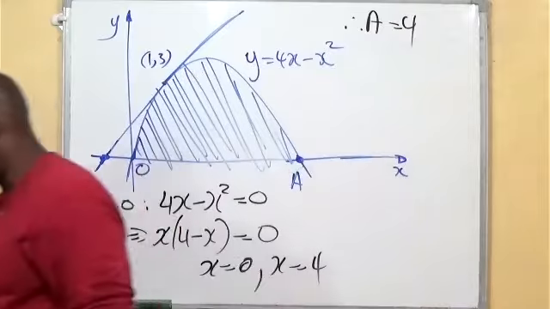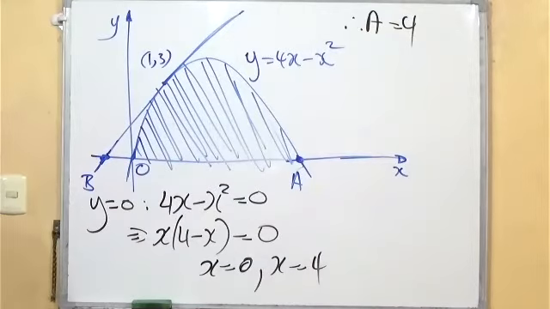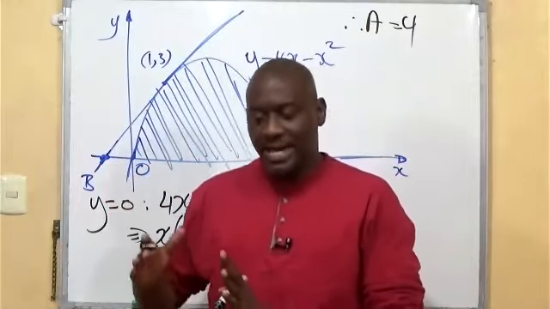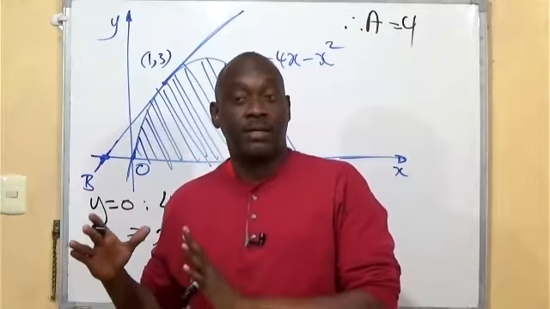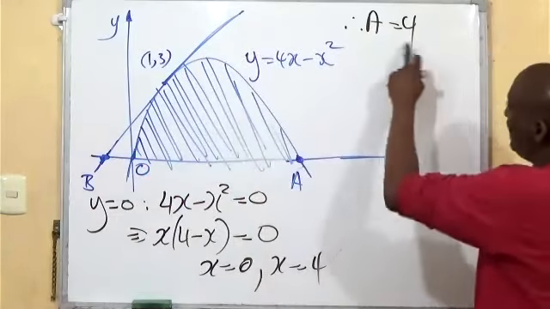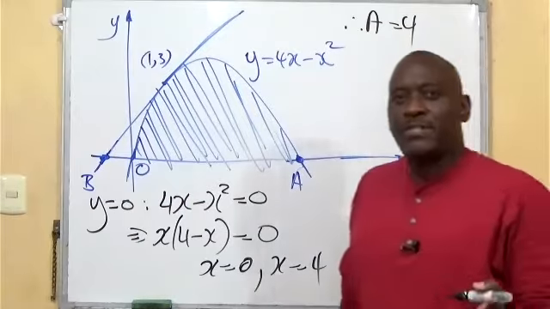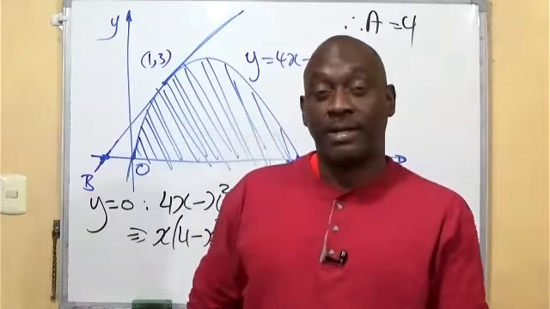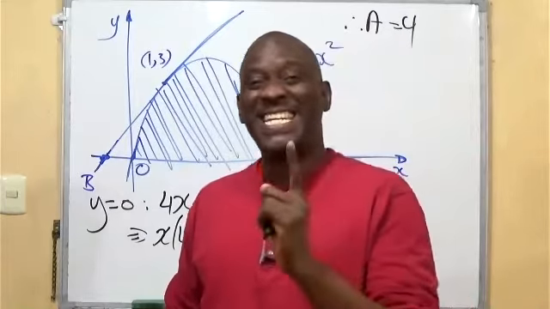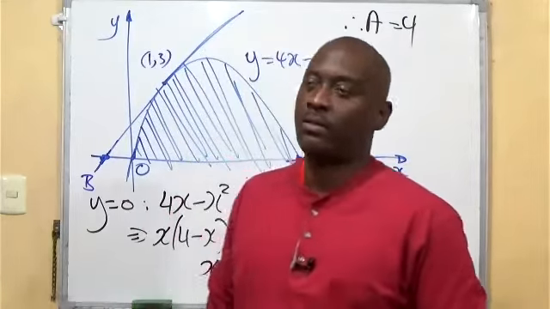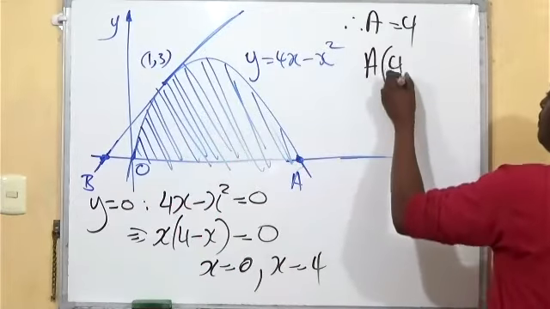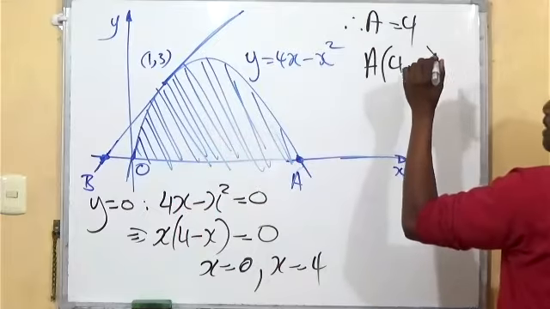Now, did they ask for the coordinates of A or the value of A? The coordinates of A and B. Very important. These are the little things that you have to take into account. If they ask for the coordinates of A, you're not going to put A is equal to 4. 4 is not a coordinate. 4 could be an x coordinate or it could be a y coordinate. When they ask for the coordinates, plural, it means that they want both x and y, in which case your A is equal to 4, 0. Right? That is the answer.